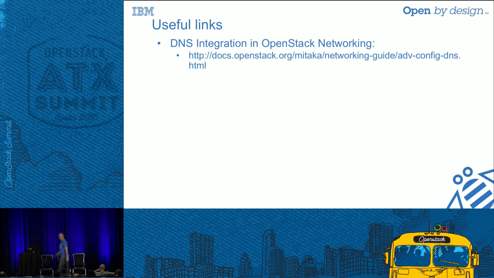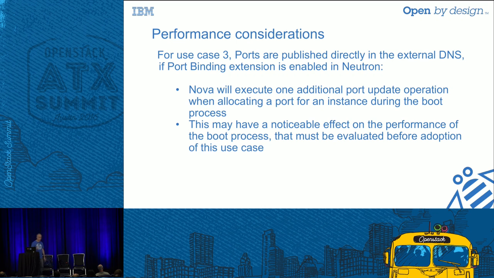The last thing that I want to mention in this presentation, the very last thing, is some performance consideration, and this is for use case number three. Use case number three is the use case where you publish the port information directly to the external DNS service. In that case, if the port binding extension is configured in Neutron, when you create the instance, Nova is going to execute one additional port update operation on each port associated with the instance. Okay.